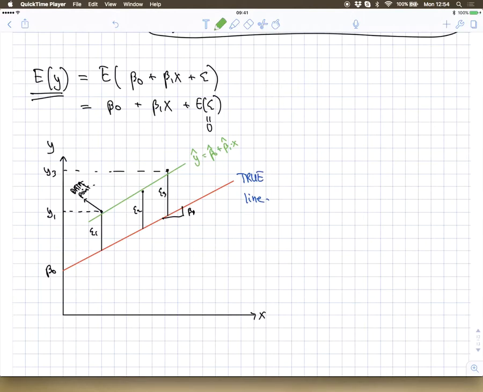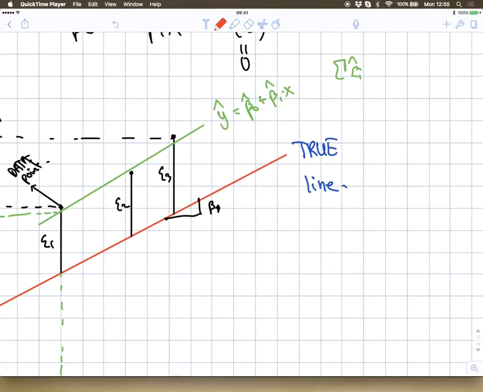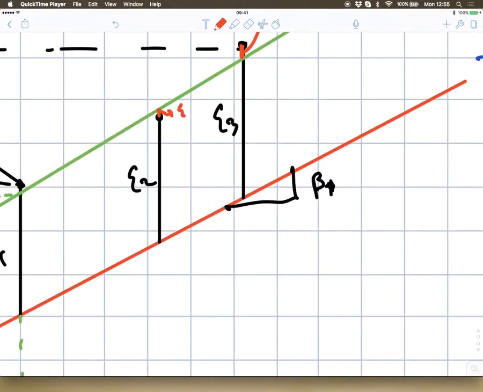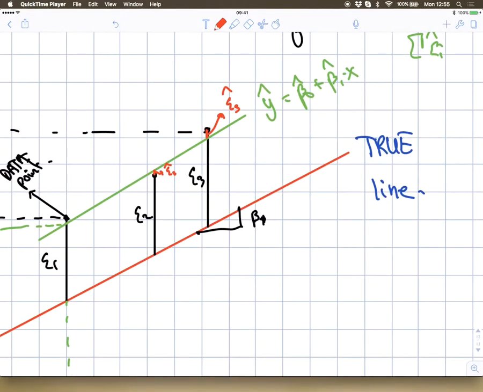For this particular value of x, my fitted line seems to be fairly close to it. This is going to be my y1 hat. That's the fitted value. What do you know about the sum of the fitted residuals? The fitted residuals are the differences between the green line, the fitted line, and the actual data points. So this bit here is my epsilon 3 hat, this bit is my epsilon 2 hat, and this bit is epsilon 1 hat. What do I know about the sum of all of those? It should be equal to 0 by mechanical property. If it's not, I haven't fit the OLS line correctly.